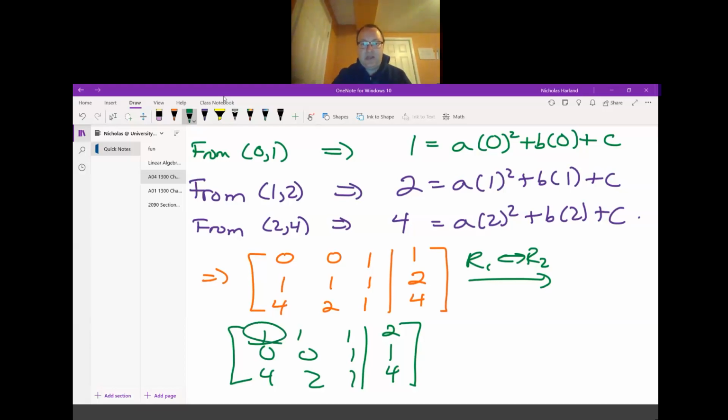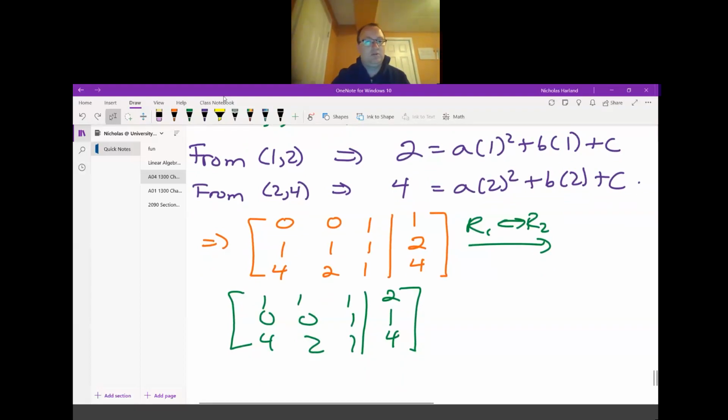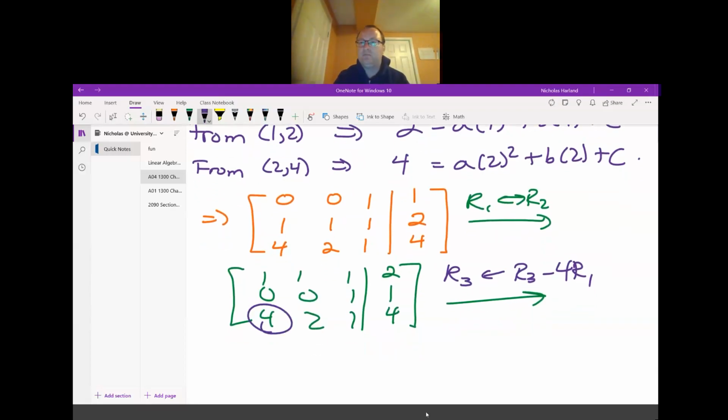All right, now that we have our leading 1, what do we want to do with the rest of that column? Right. And we're absolutely going to do that. For what purpose? Row 3 minus 4 row 1. What purpose is that serving? Right, to turn the 4 into a 0. We want to make everything below that 1 into a 0.